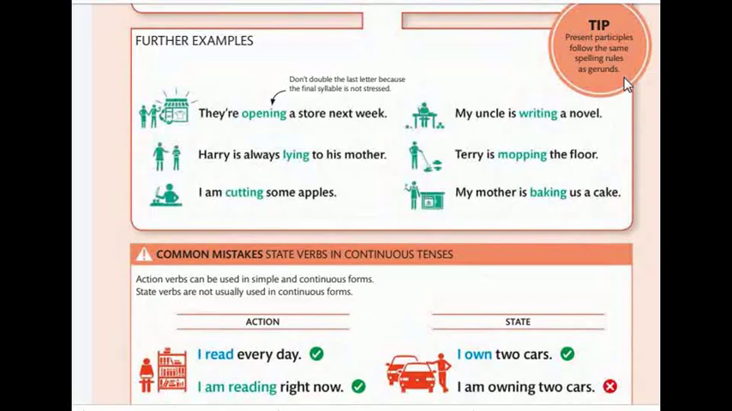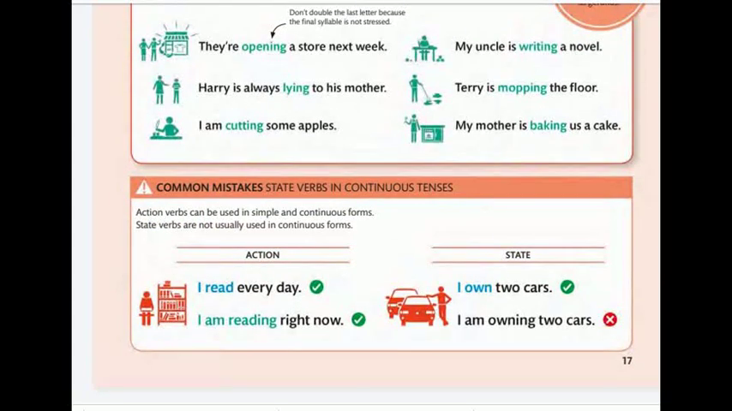Tip. Present participles follow the same spelling rules as the gerunds. And the common mistakes, state verbs in present continuous tenses. Action verbs can be used in simple and continuous form. State verbs are not usually used in continuous form. I read every day. I'm reading right now. I own 2 cars. Incorrect: I'm owning 2 cars.